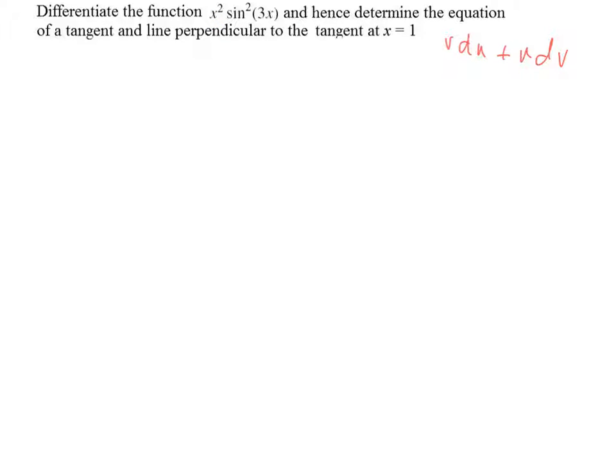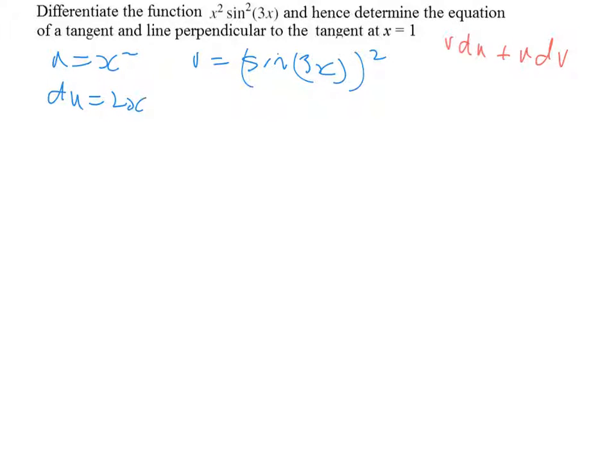Now, because we've got one function multiplying another function, we've got to use the product rule, which looks like this: v times du plus u times dv. So we're going to differentiate this, and then substitute them. So we're going to say that u equals x squared and that v equals sine of 3x. To make it easier, I'm going to say all squared. Get the same thing.